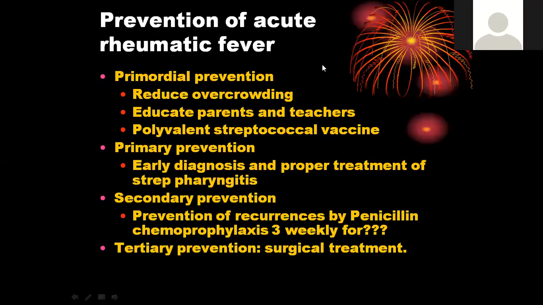So, how do you prevent rheumatic fever? It's a preventable disease. The West has gotten over this disease. So there are several levels of prevention. One is the primordial prevention. That means that you prevent the incidence of the inciting factor, which is the streptococcal infection. So how do you prevent streptococcal infections? By reducing overcrowding, and educating parents and teachers as to how to pick up or diagnose this for early starting of treatment. And then there may be a vaccine, which is a dream that has not come true, to prevent this disease. Then you have primary prevention.